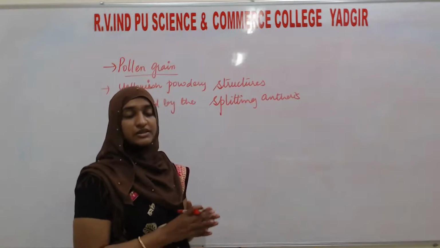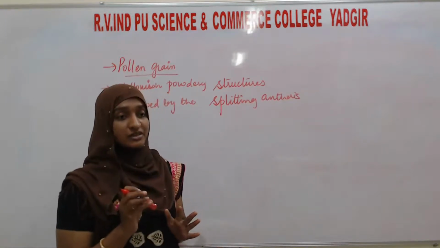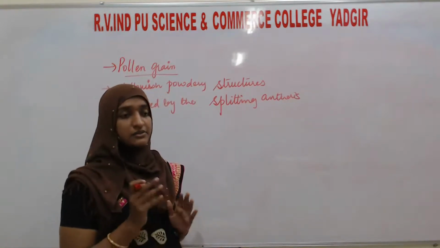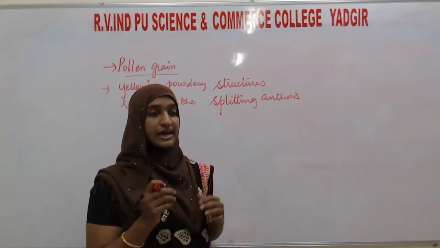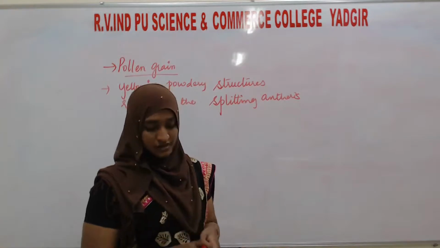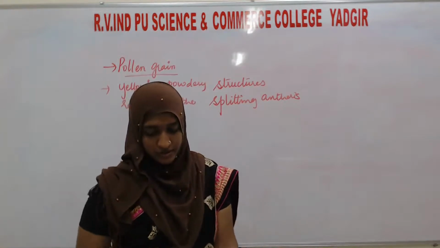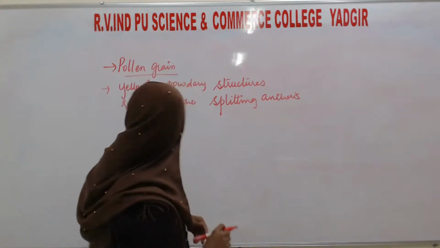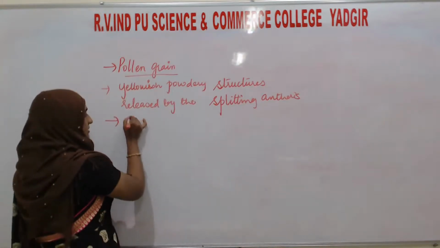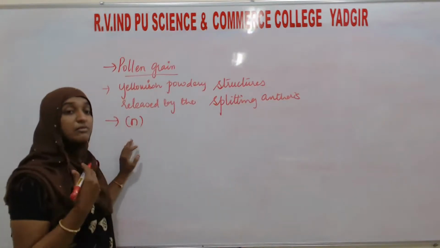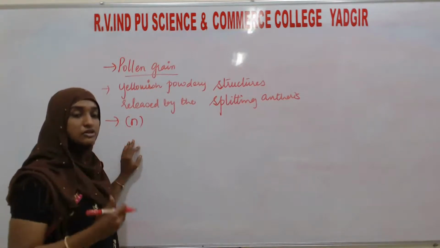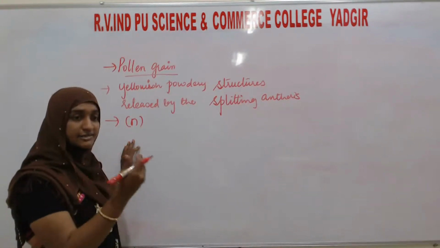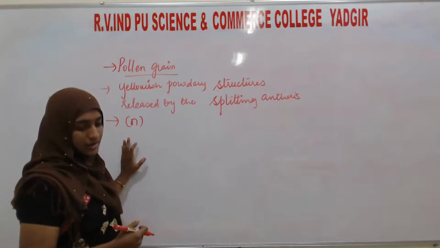So what is this pollen? First of all, it is a microscopic structure. You cannot see it with your naked eyes. It is very small and has fascinating shapes and structures. The pollen grain is haploid, but the pollen mother cell is diploid. The pollen mother cell gives rise to the pollen cells. That's why that is diploid and this is haploid.